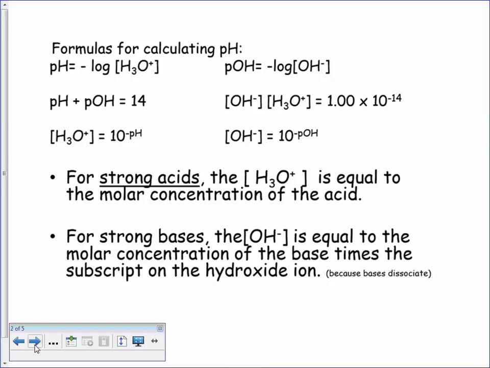But we are going to do calculations for strong acids and strong bases, and these are the equations that you need to memorize. For pH, you're going to do the opposite of the logarithm of the concentration of hydronium. These brackets mean specifically molar concentration.